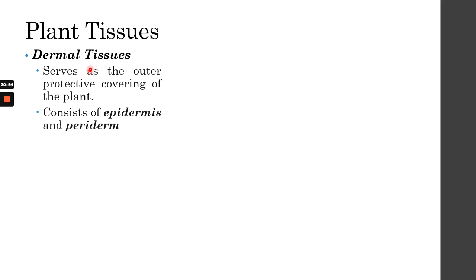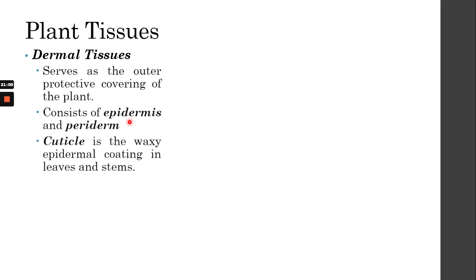Dermal tissues actually consist of what we call the epidermis and the periderm. We're not going to go deep into detail on the difference between the two, but something that I want you guys to remember is the cuticle. Basically, the periderm is what you would find on very woody plants. For example, the outer covering of the trunk of a tree. But the cuticle is a much more waxy type of epidermal tissue, which you can actually find in leaves and stems.